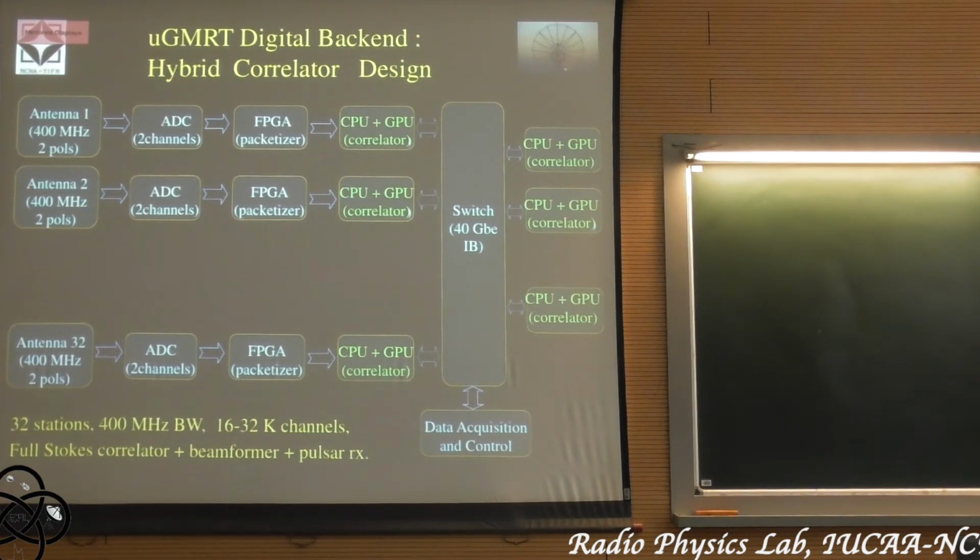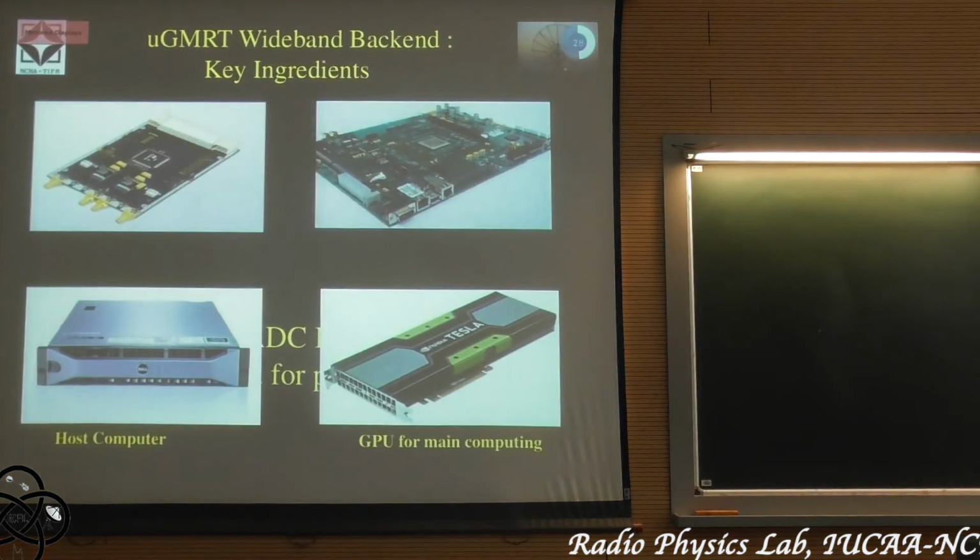So this uses a combination of technologies: high-speed A to D converters, FPGA circuits, and GPUs. It's like a small supercomputer connected with an InfiniBand switch to do all this high-speed digital calculation to give you this 400 megahertz bandwidth correlator and pulsar receiver system. If you are interested in technology, there's lots of high tech that goes into doing all this.